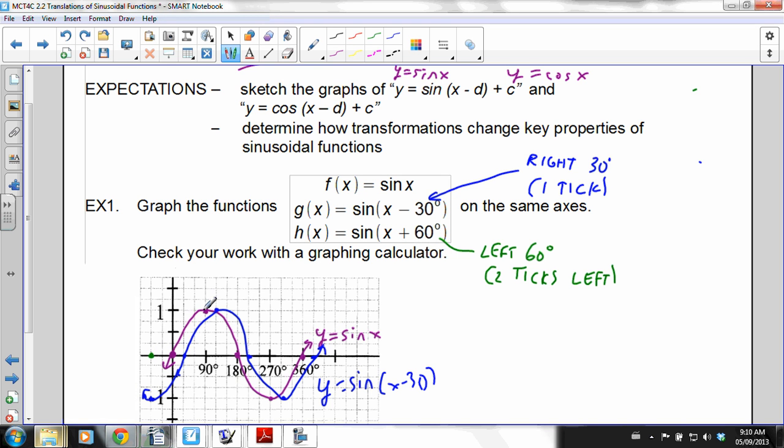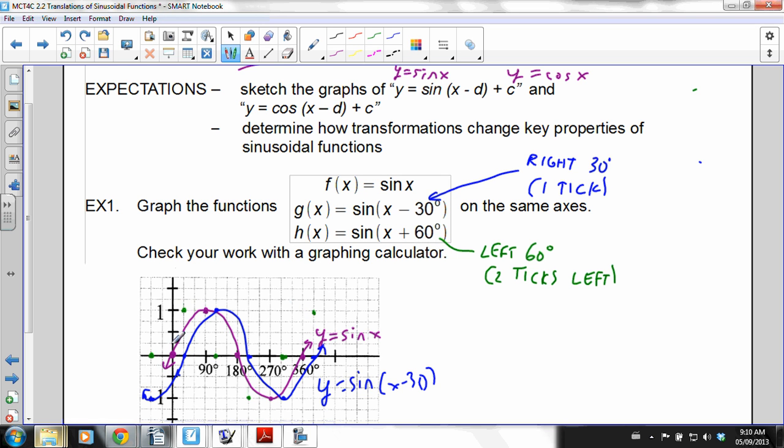Now notice, I could go along and move each of my important points left two ticks, or I could just follow the pattern. I know if that's my starting spot, my important points are going to come every three ticks, every 90 degrees, and it goes between the important values from 0 to 1 to 0 to negative 1 and so on. So every three ticks, important point. Then I don't get these little gaps if I just keep following that pattern, right?